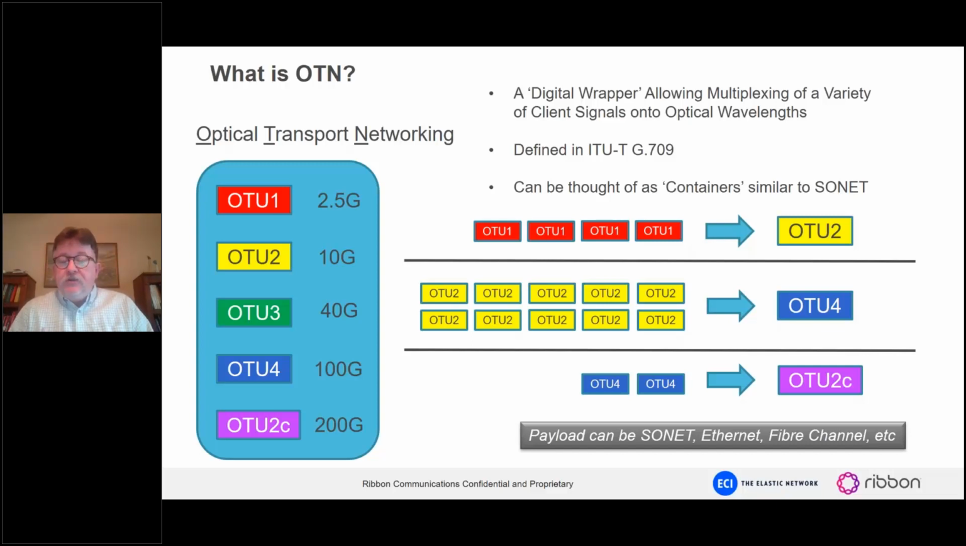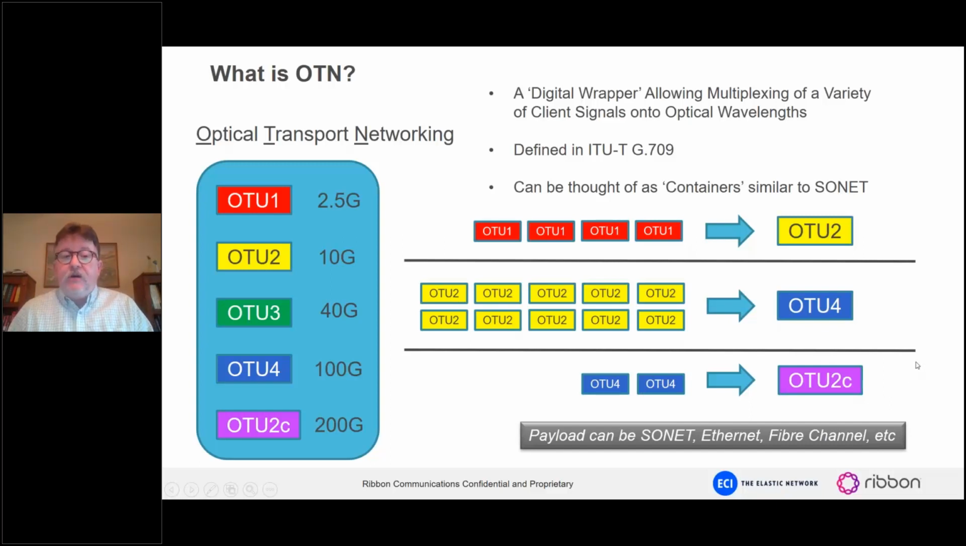So as you see, there are different sized containers. They do fit within each other, right? They were designed to do that. So you can put, for instance, 4 OTU1s into an OTU2. Then you can do 10 OTU2s into an OTU4. You can put a pair of those into an OTU2C, and so on.